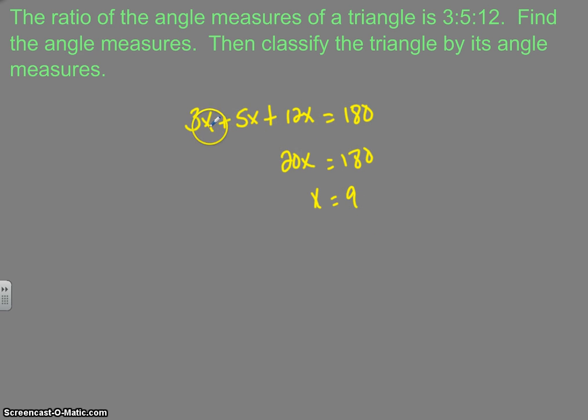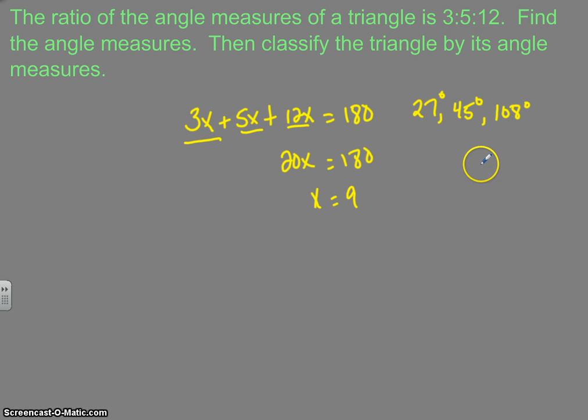So if x equals 9, let's find the three angles. One of the angles is 3x, one 5x, one 12x. So 3 times 9 is 27. That's the first angle. 5 times 9 is 45. That's the second. 12 times 9 is 108. That's the third.